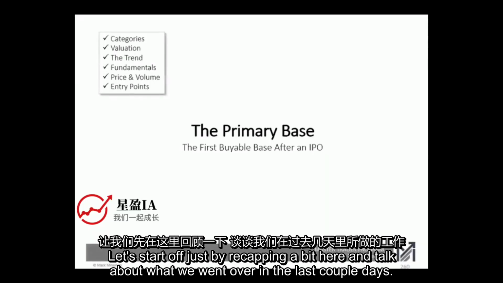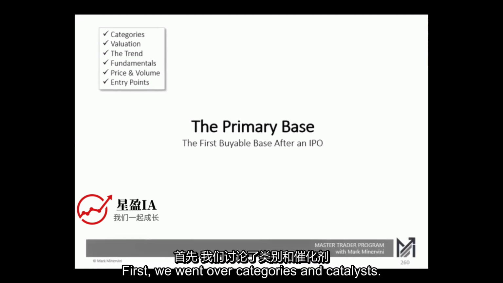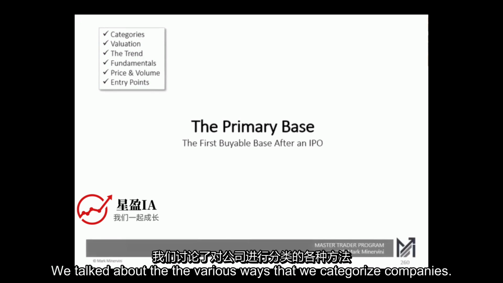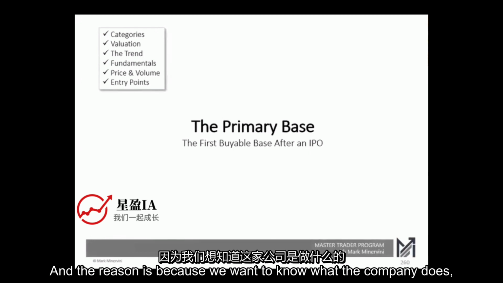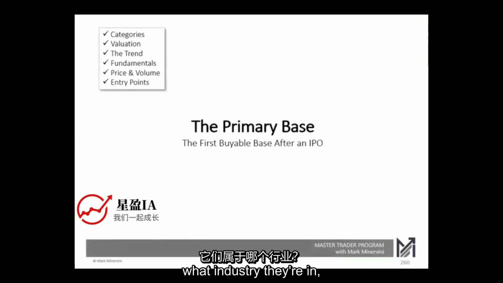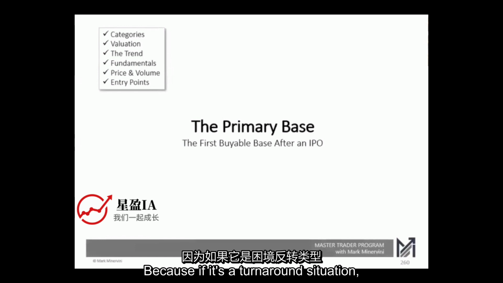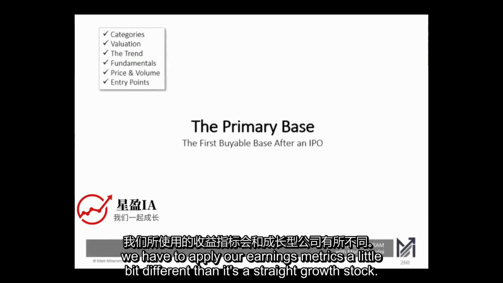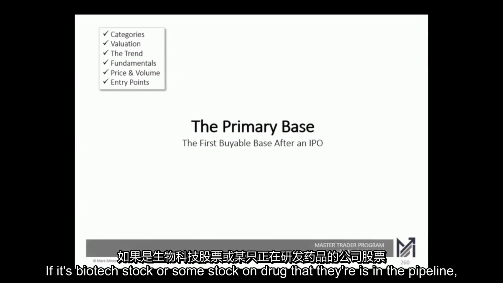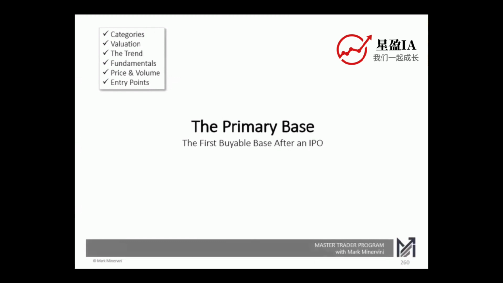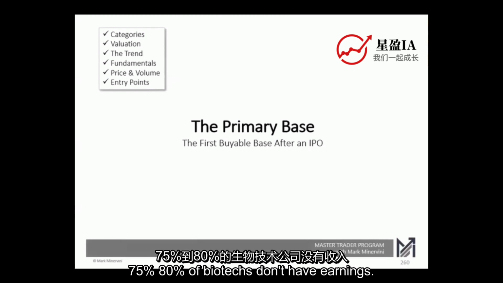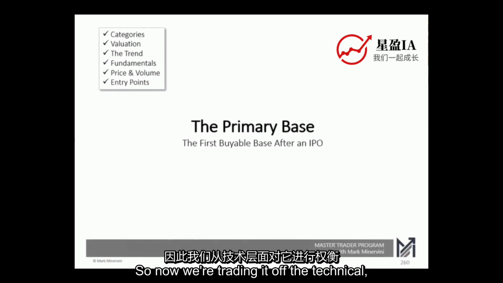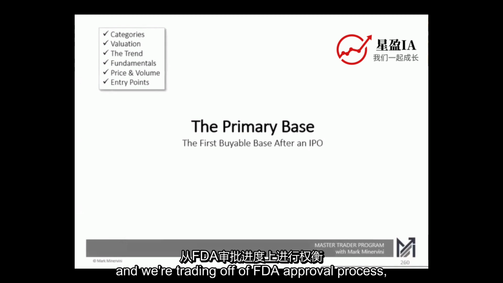Let's start off by recapping what we went over in the last couple of days. First, we went over categories and catalysts. We talked about the various ways that we categorize companies, because we want to know what the company does, what industry they're in, and what type of company it is. If it's a turnaround situation, we have to apply our earnings metrics a little differently than for a straight growth stock. If it's a biotech stock with a drug in the pipeline, there's a good chance they don't have any earnings. 75-80% of biotechs don't have earnings, so now we're trading it off the technicals and off the FDA approval process.